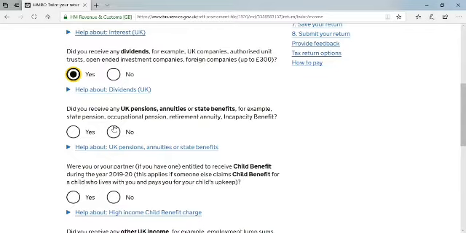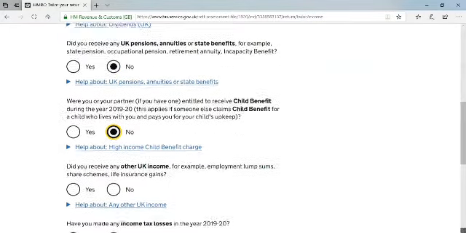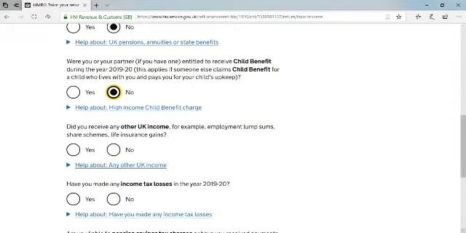The next one, did you receive any pension income? Just note here, oh, sorry, not this section. The next one, did you receive any UK pension income? No, in this case. Were you or your partner entitled to receive child benefit? I'm going to select no. The reason that they ask that is, if you were receiving child benefit and you are what is considered a high income household, where one of you is earning normally more than £50,000, they will start to claw back that child benefit. So that's why they ask you.